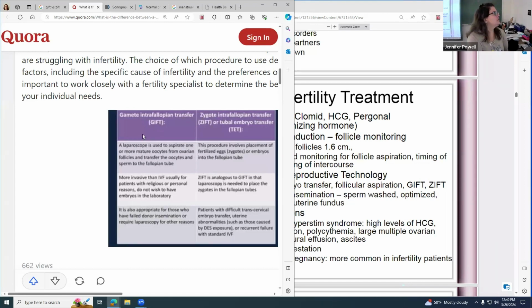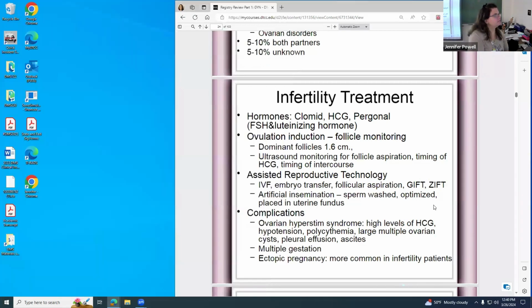So with GIFT, they are taken and put into the tube, so they don't fertilize the egg. They kind of put them together and let them do their own thing. Whereas with ZIFT, they actually fertilize the egg and then insert it once it's a zygote, once the two cells fuse. So that's the difference there.